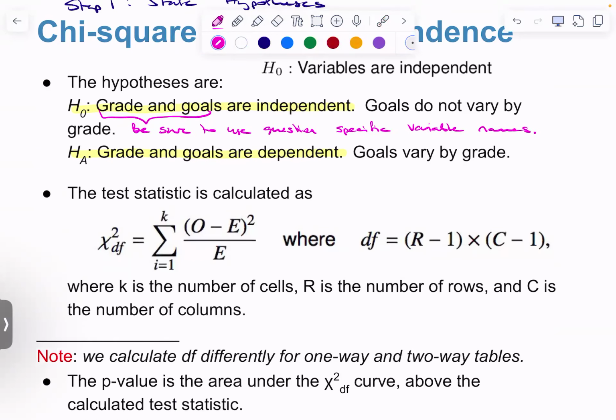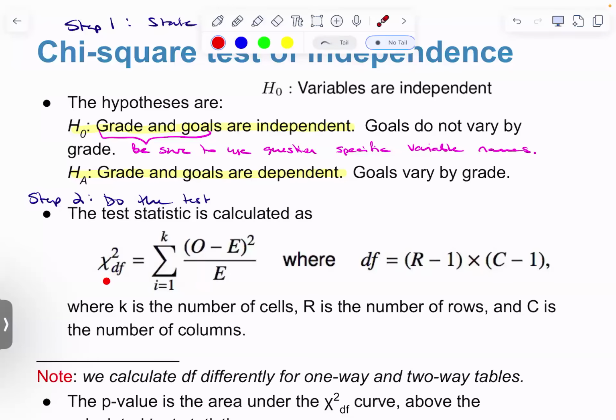Now, step 2, I call it do the test. Really, I mean calculate the test statistic, but it just doesn't sound as catchy. Do the test. Do the do. Chi-squared at some degrees of freedom, right? On your formula sheet, I have little subscripts. If you don't like the subscripts, they're just saying, hey, for each cell, you have to match the cells up. Okay? So you can drop them if you want. But you take the observed minus the expected, you square it and divide it by the expected value.